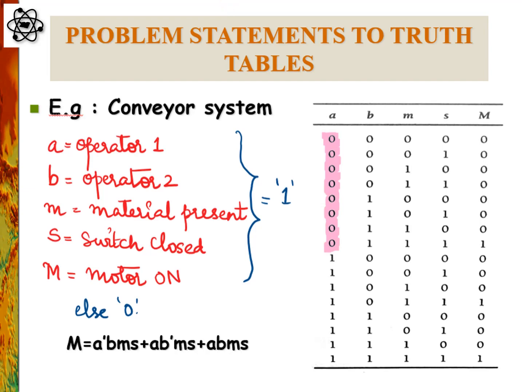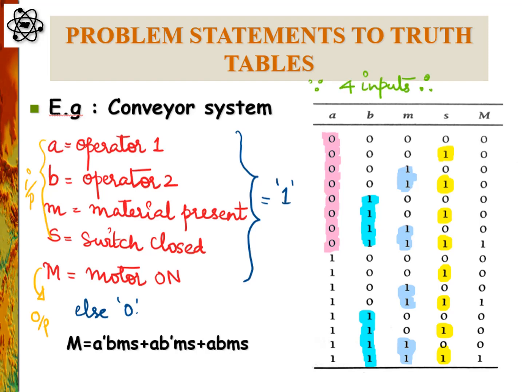Since we have 4 inputs, we need to have 2 to the power 4, that is 16 combinations, in the truth table. 0 implies, corresponding to A, that the operator is absent; corresponding to B, the operator is present if it is binary 1; corresponding to small m, the material is present if it is binary 1; and corresponding to S, if it is binary 1, it means the switch is closed.